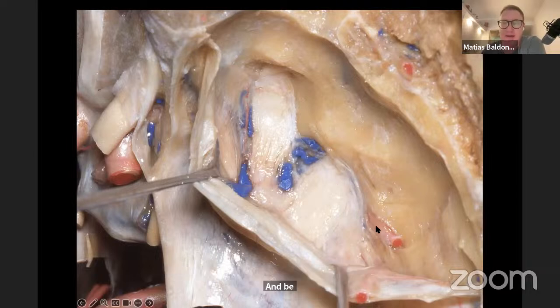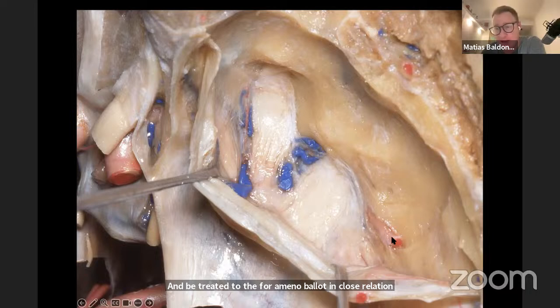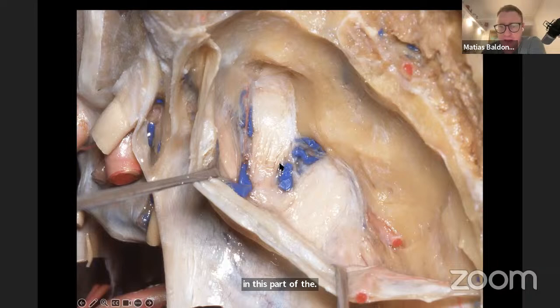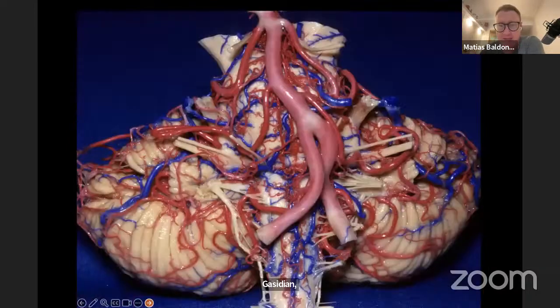in close relation with the intracranial course of the middle meningeal artery, which is an important element we need to coagulate if we are approaching the nerve in this part of the Gasserian ganglion or the V1, V2, or V3 branches, okay?